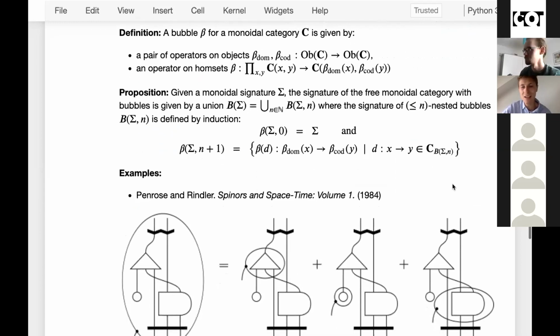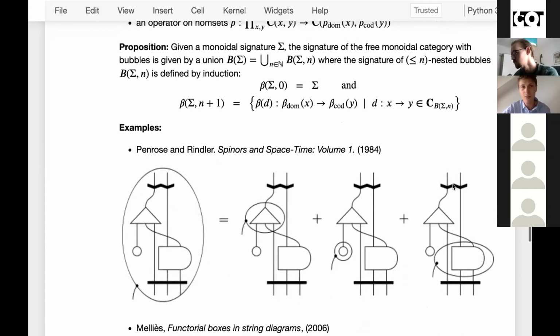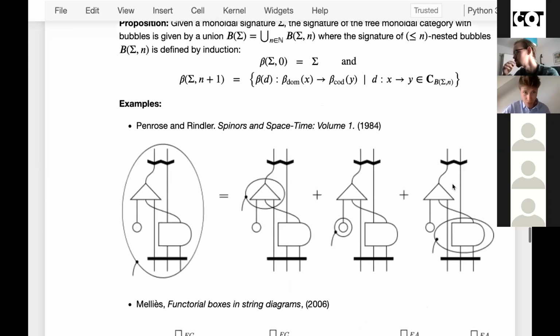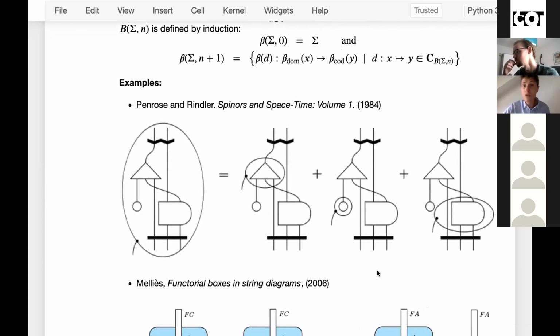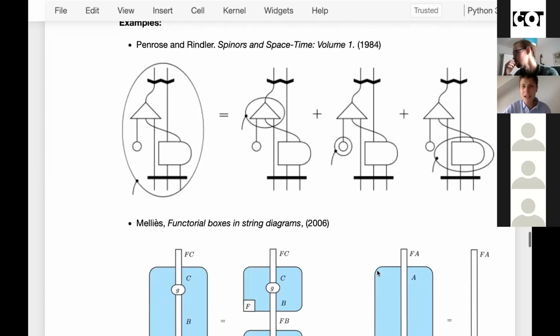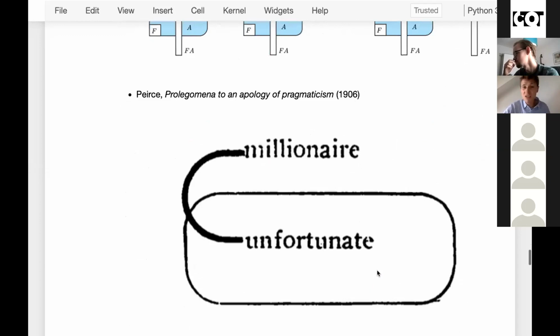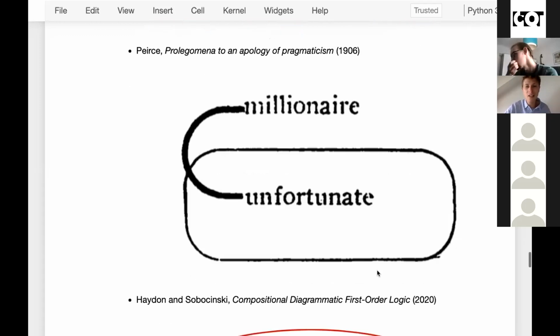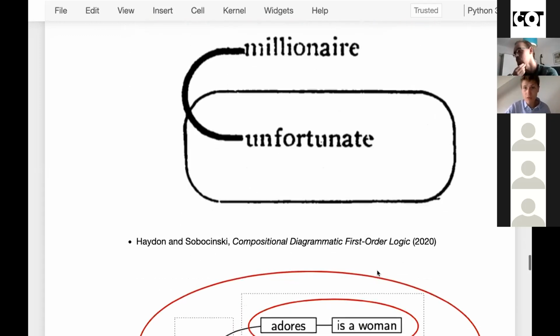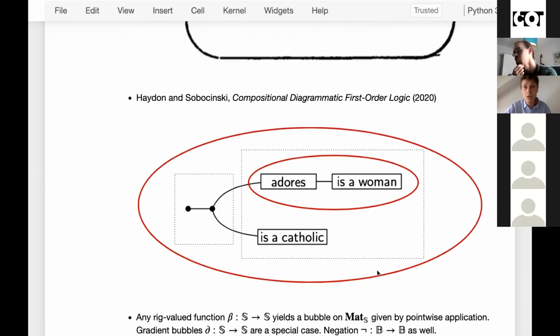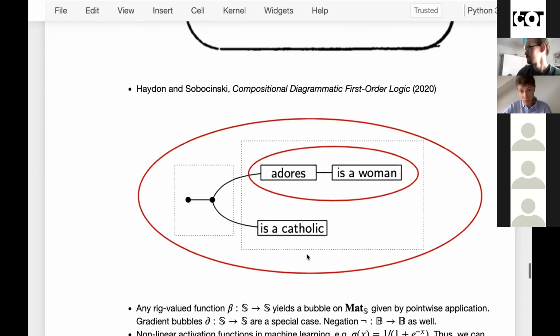So a bubble, essentially you apply a unary operator to some diagram. What's an example? Well, Penrose came up with them to draw covariant derivatives. Mellies came up with them to draw functors. Peirce, 100 years ago, used the same notation to draw negation. And that allowed him to have essentially a complete language for first order logic 30 years before Frege. And so here's the diagram, for example, for every Catholic adores a woman.